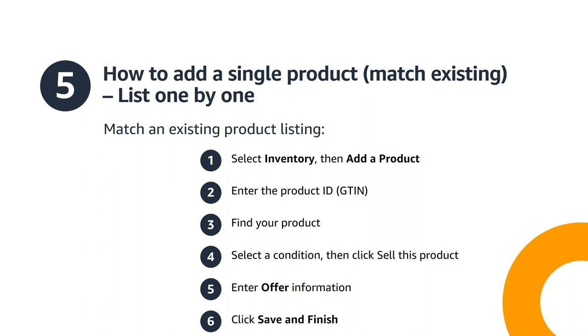Although it's not required, we encourage you to enter a seller SKU for your offer. This can help you compare your inventory records and other systems with what's listed on Seller Central. If you leave this field blank, we'll assign an arbitrary alphanumeric SKU for you. After all your offer information is complete, click the Save and Finish button to match your offer to the product. Once submitted, your offer should appear on the product detail page within 15 minutes.